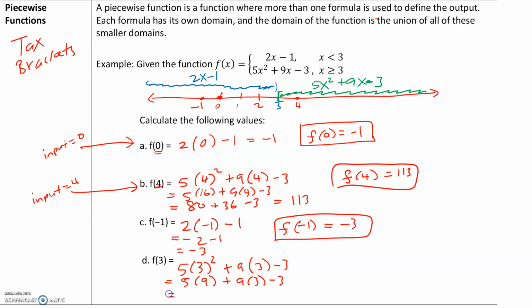Now we can do our multiplication. 5 times 9 is 45. 9 times 3 is 27. And you have minus 3. And if we add this, this should give you 69 as the answer. So we're going to say that f of 3 is equal to 69 for proper notation.